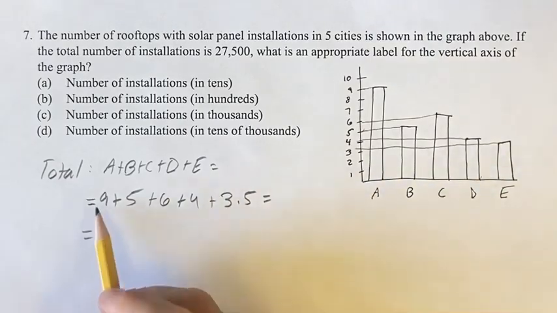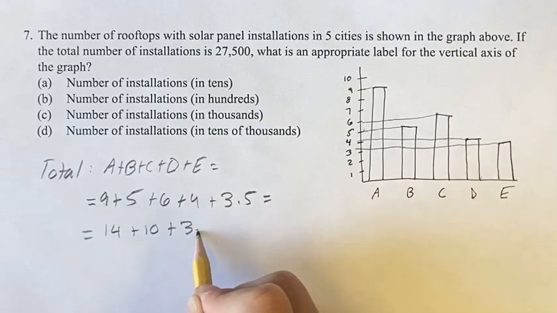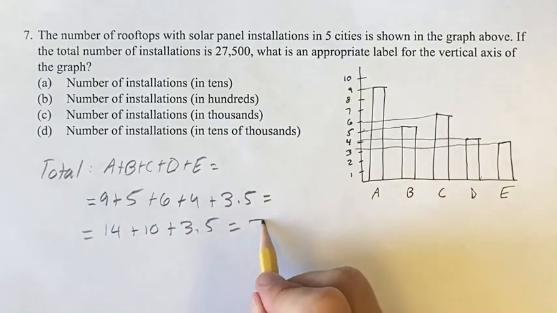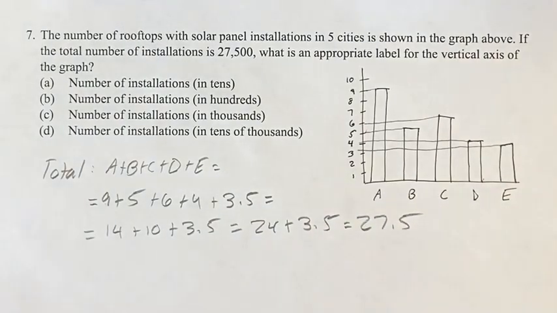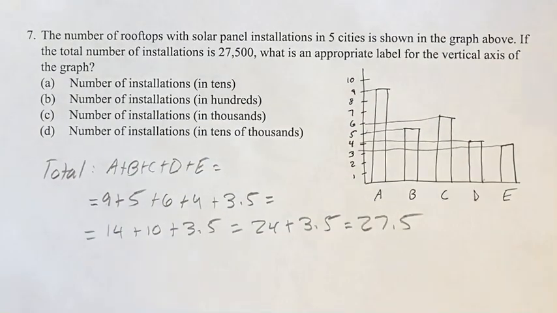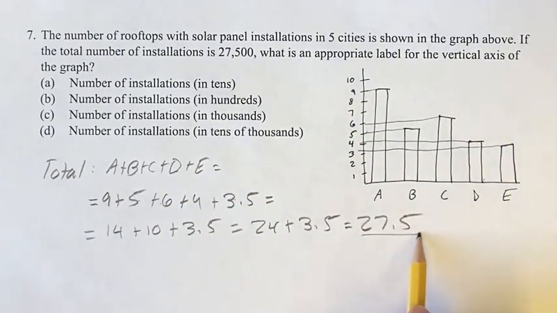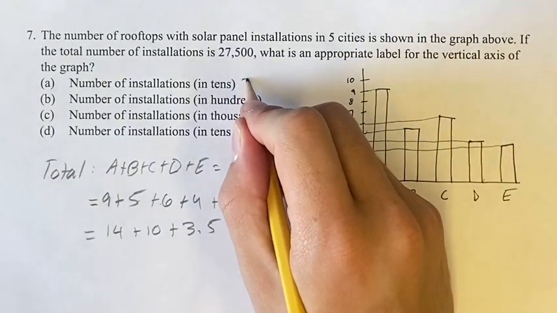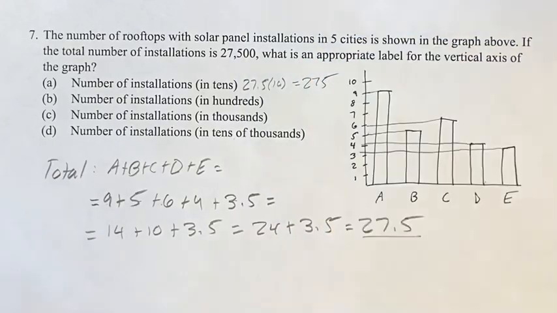So if we add these numbers up, we have 9 plus 5 is 14, 6 plus 4 is 10, 14 plus 10 is 24, plus 3.5 is 27.5. So if these were the labels of the y-axis, and it was measured in tens, then each of these would be multiplied by 10, which means this number would be multiplied by 10. So you'd have 27.5 times 10, which would come out to 275.